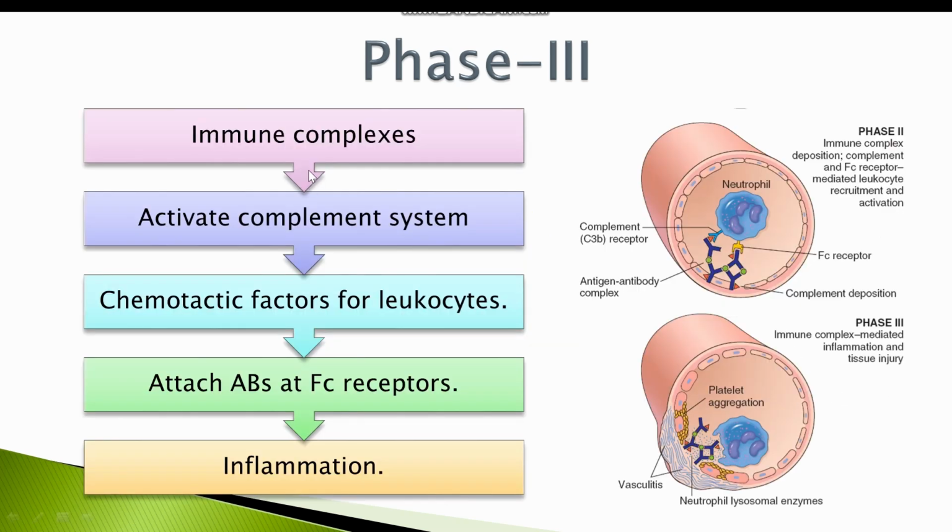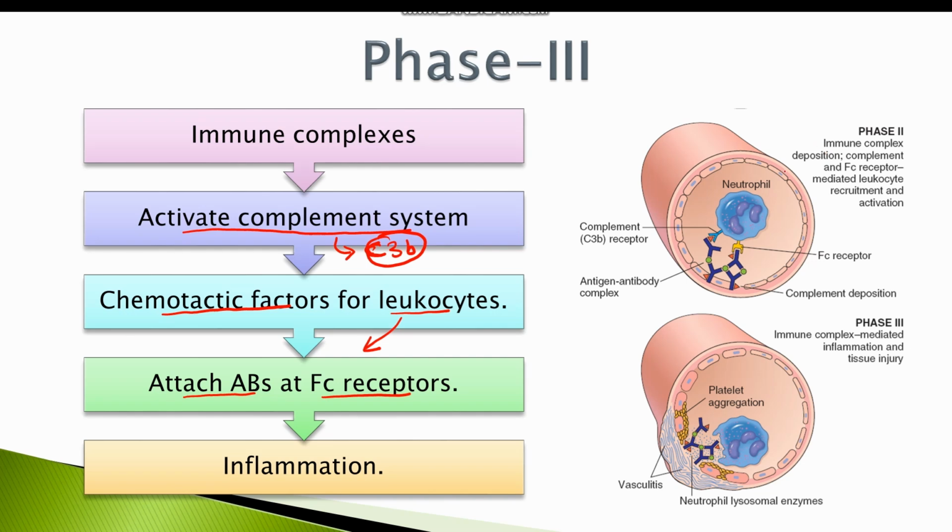So after the deposition of immune complexes at specific sites, these immune complexes activate the complement system. Complement system activation results in production of many activated complements such as C3b. C3b is a chemotactic factor which recruits the leukocytes to the site of antigen antibody complexes. So leukocytes are recruited at the sites and the leukocytes attach to the antibodies at Fc receptors.